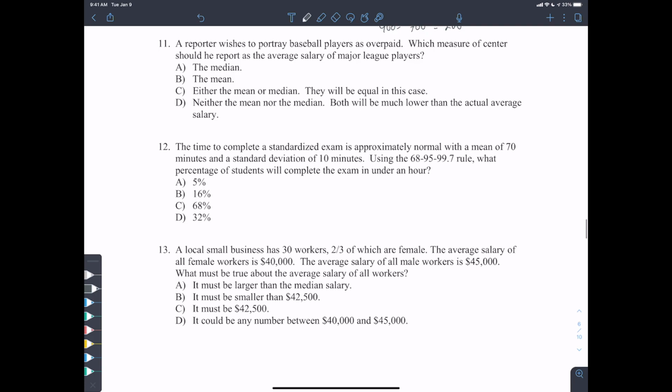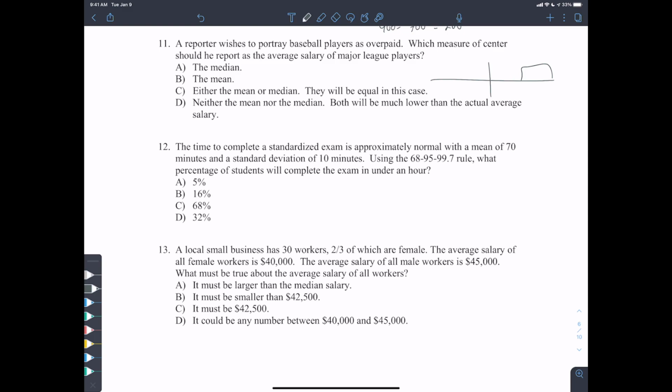11. A reporter wishes to portray baseball players as overpaid. Which measure of center should you report as the average salary for major league players? So if you want to show that baseball players are overpaid, you have to find a measure of center that is affected by a heavier outlier on the top end. The median is not going to be affected by that. It's always going to be the center of the number of data points that you have.